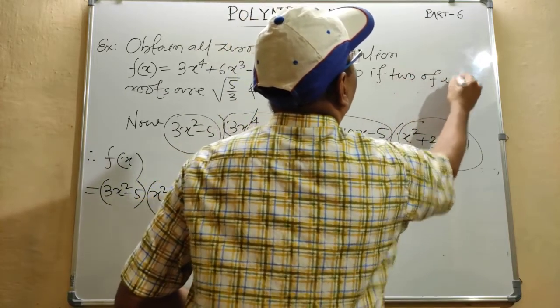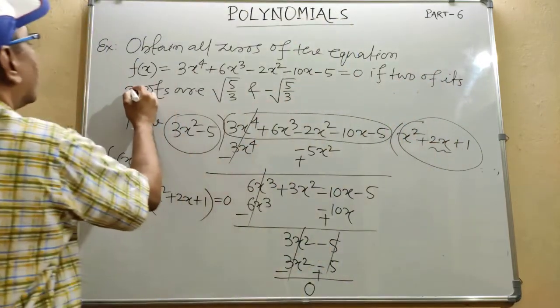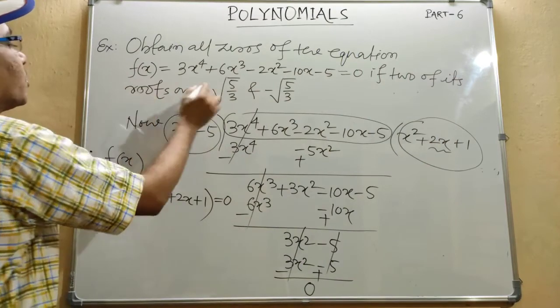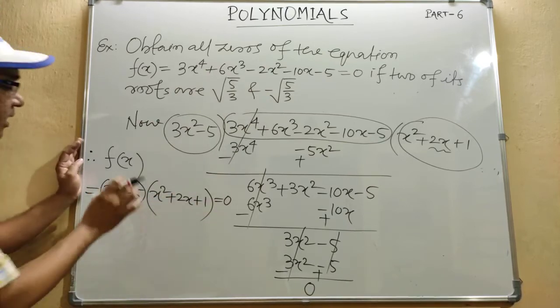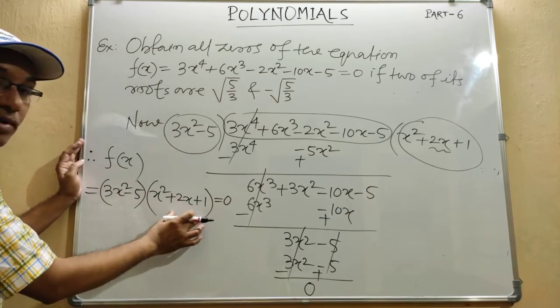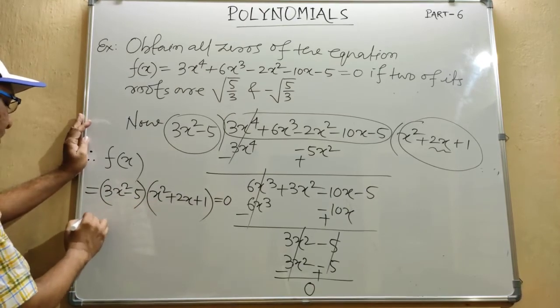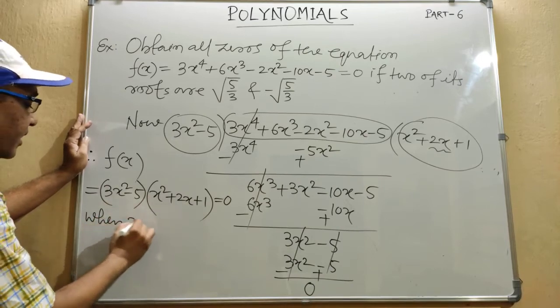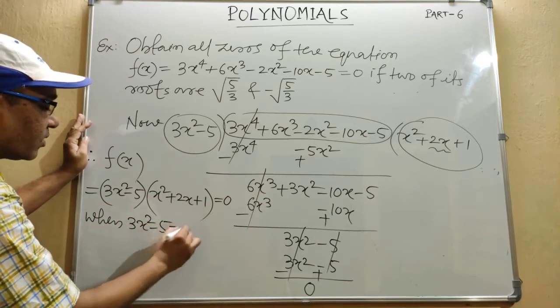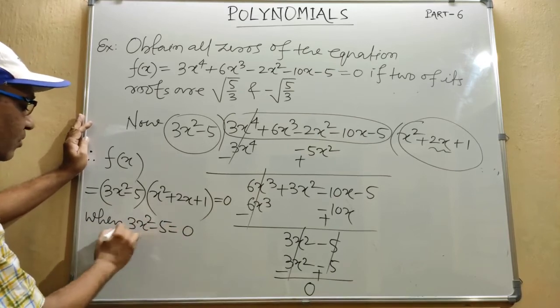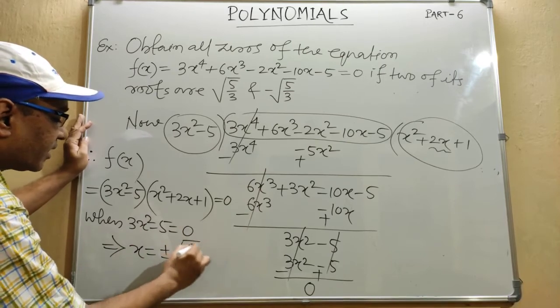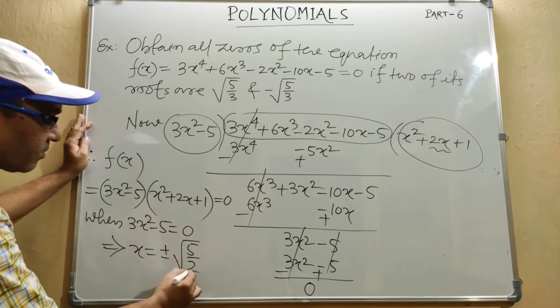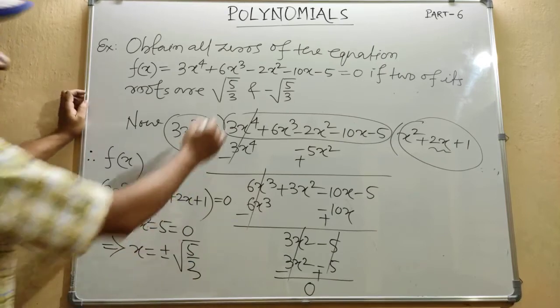Here, equation means equal to 0. Its roots are these, right? So this equal to 0, and once we write this equal to 0, then this equal to 0. When we take 3x square minus 5 equal to 0, from here x square equals 5 by 3, and x will come plus minus root 5 by 3. So these are these two roots.